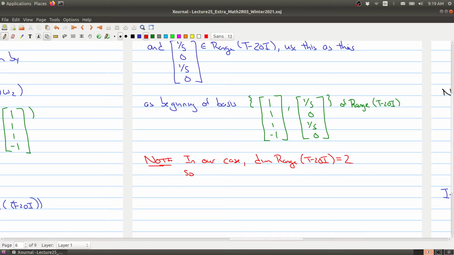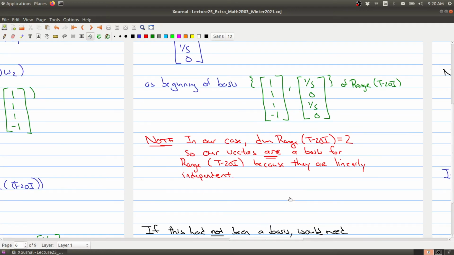Okay. And so our vectors are a basis for the range of T minus 20I, because they are linearly independent.